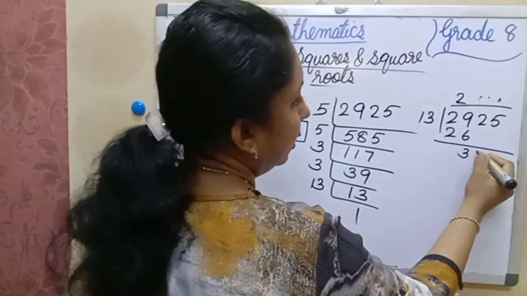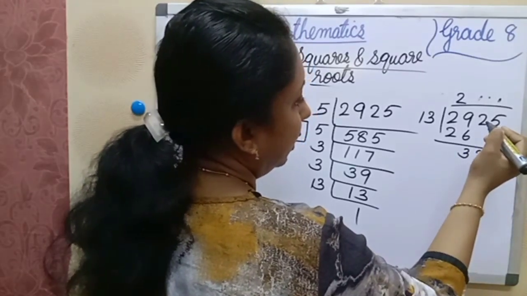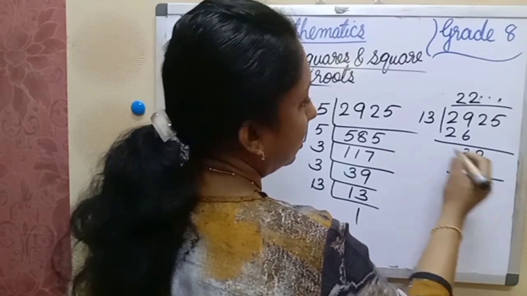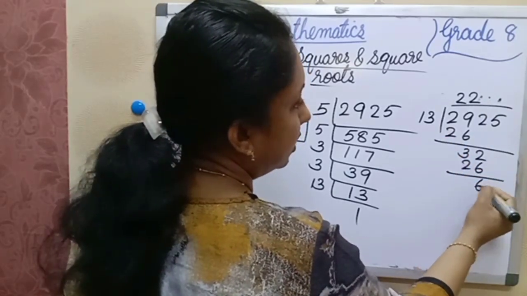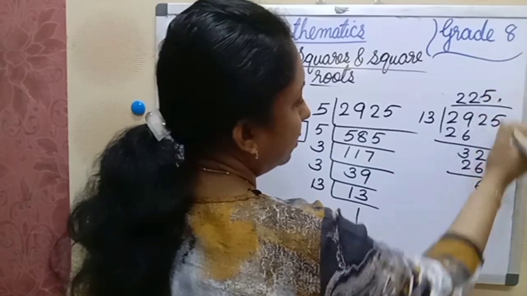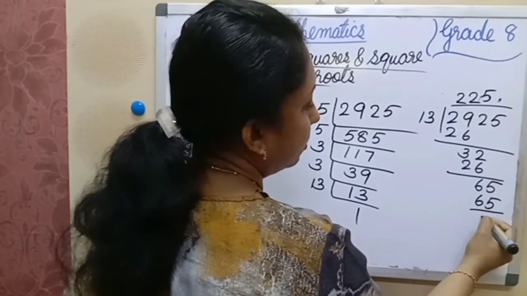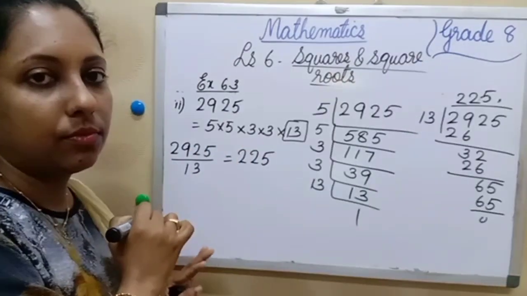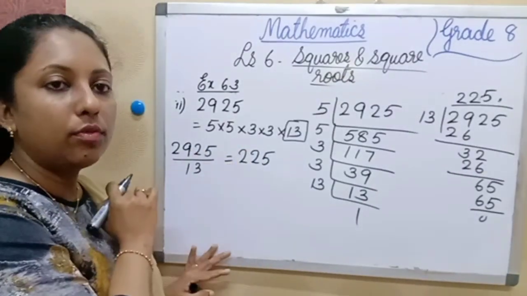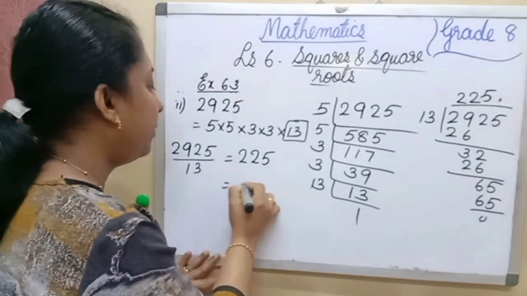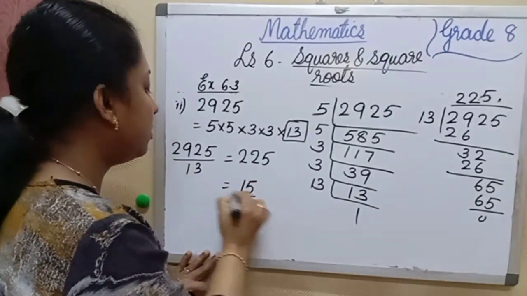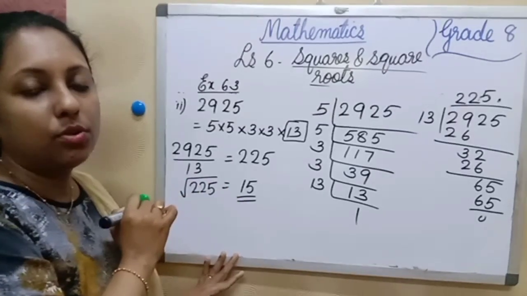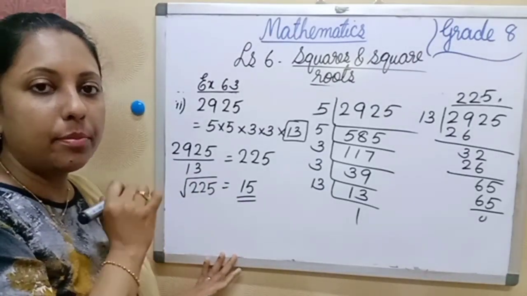Then 32. Then again 13 twos are 26. 13 threes are 39. So 65, then 13 fives are 65. So the new number is 225. As you all know, what is the square root of 225? 15. 15 into 15 is equal to 225. 225 is a perfect square.